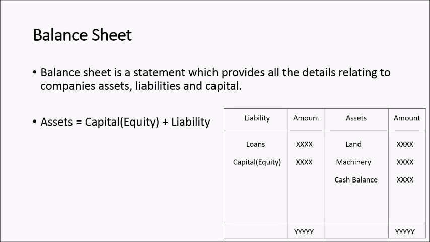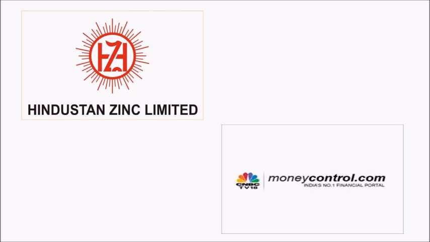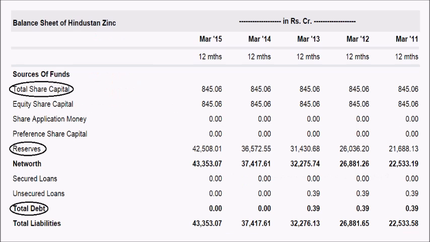In the balance sheet we will have two categories, one for the company's assets and another for the company's liabilities. Liabilities will include shareholders' equity as well as the company's liabilities. In this tutorial we will be analyzing a balance sheet of the company Hindustan Zinc Limited. The balance sheet is extracted from moneycontrol.com. Let's start with analysis of liabilities in the balance sheet.